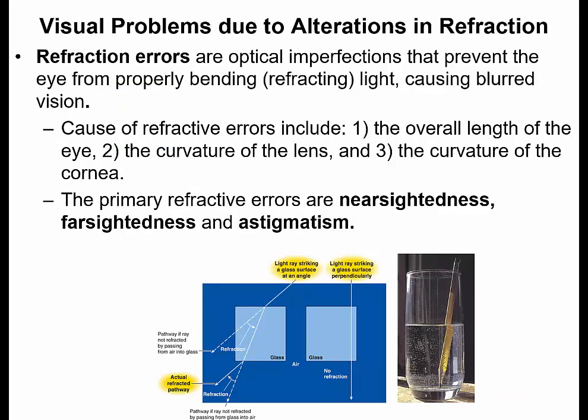So you can develop visual problems due to alterations in refraction, or the bending of light. Refractive errors are optical imperfections that prevent the eye from properly bending light, which is going to cause blurred vision. The causes of these refractive errors include one, the overall length of the eyeball, two, the curvature of the lens, and three, the curvature of the cornea. So we're going to look at the primary refractive disorders being nearsightedness, farsightedness, and astigmatism.